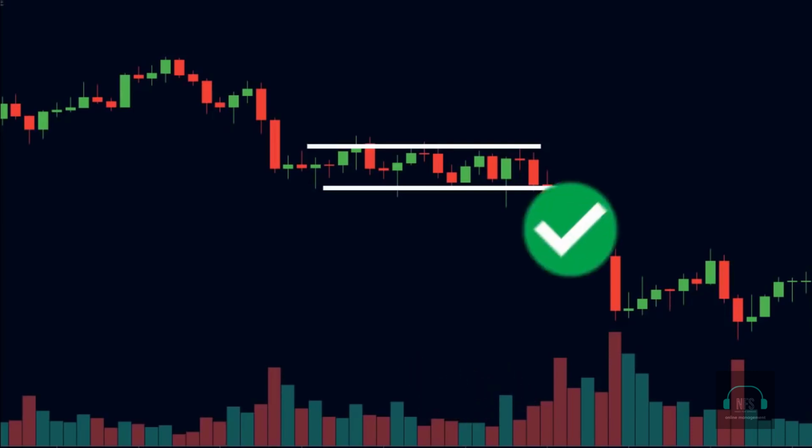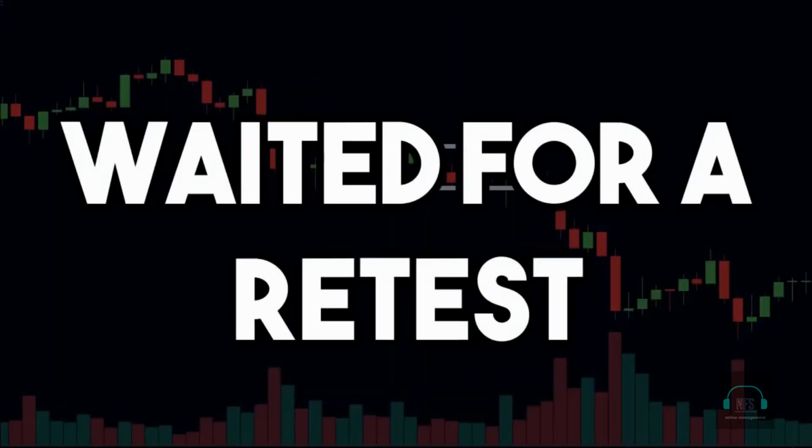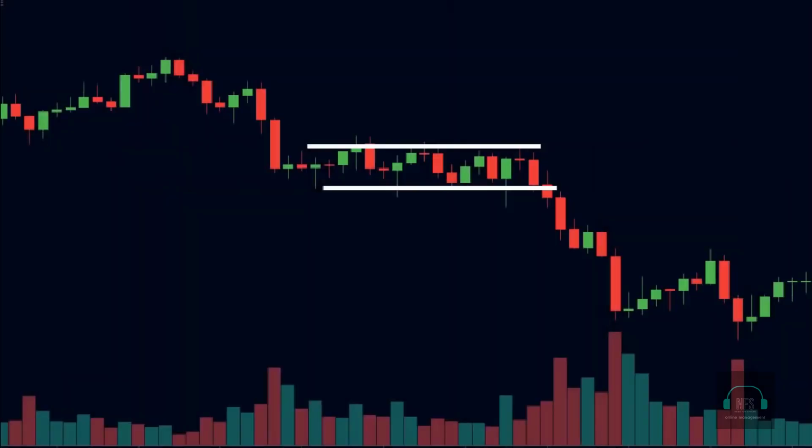The breakout has been supported by the volume. So we can enter on the close of this candle. If you are a conservative trader, you might have waited for a retest of the low boundary. But the retest never happened.